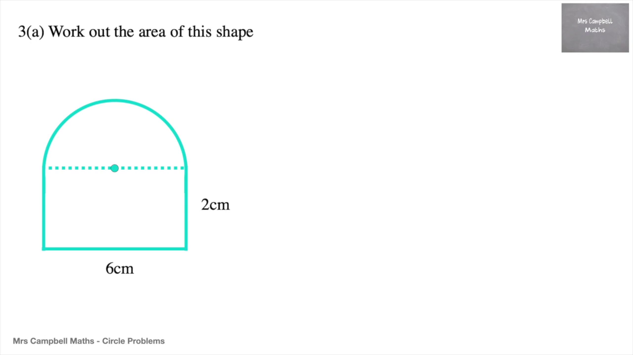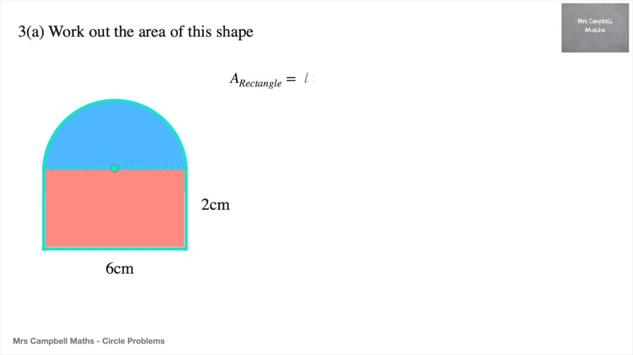Okay, let's look at one final question. Let's look at number 3, and it's a problem solving question. Work out the area of this shape. Now that's a composite shape. Can you see that it is a rectangle with a semicircle placed on top? So if you're going to work out the area of the shape, you would need to work out the area of the rectangle first, and then the area of the semicircle on top.